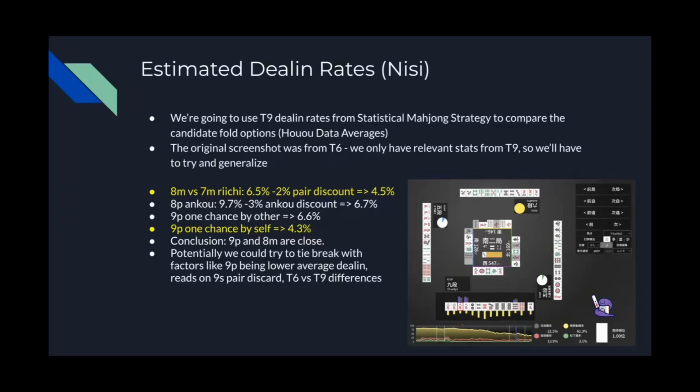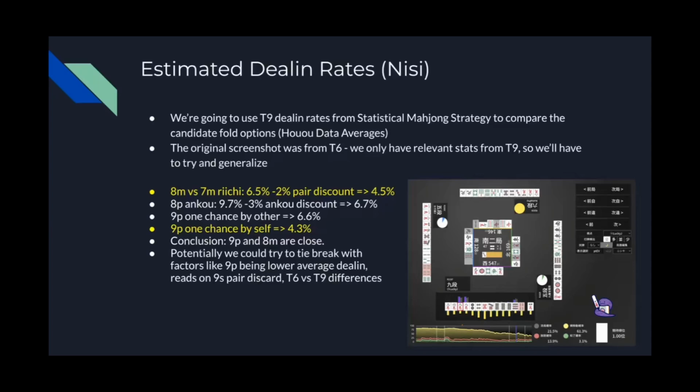So for this problem, Naga chooses 8-mon, Lucky J chooses 8-mon. The stats say 8-mon and 9-pin are very close. And potentially, we could try to tiebreak 9-pin and 8-mon by making reads on Toyman, who cut a 9S pair. We could try maybe considering that 9-pin has lower average Dealin. So there are more considerations to maybe tiebreak the decision, but I think 9-pin and 8-mon are very close.